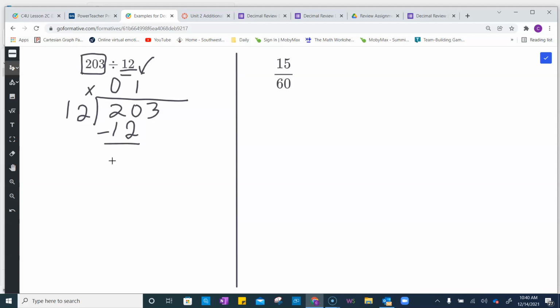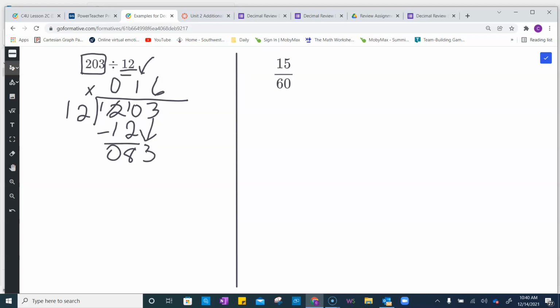All right, so we're going to subtract, and we get 20 take away 12 is 8. If you want to, you can show the borrowing there. And then we're going to bring down the next digit in line, which is a 3. We're going to ask ourselves, how many times can we take 12 away from 83? We're going to divide again. How many times does 12 go into 83? Well, it goes in 6 times.